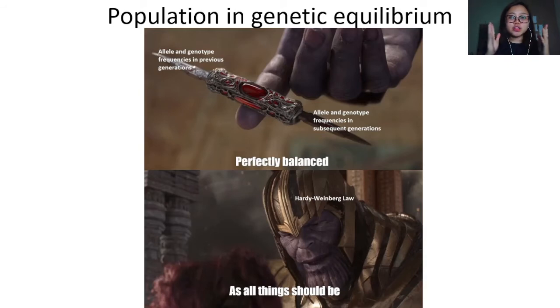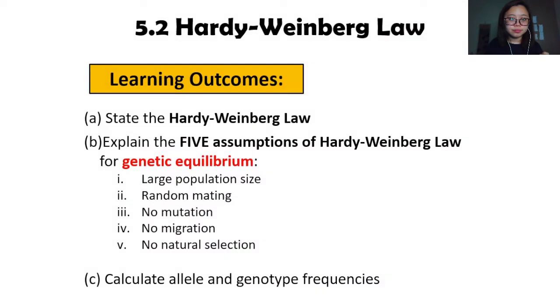5.2. When we talk about genetic equilibrium, which is the last segment in 5.1, we are also relating to 5.2, which is talking about Hardy-Weinberg Law. So, sekali lagi, kita cakap pasal allele and genotype frequency. Okay, so 5.2 Hardy-Weinberg Law, you should be able to state what is the Hardy-Weinberg Law and also explain the 5 assumptions of this law for genetic equilibrium.